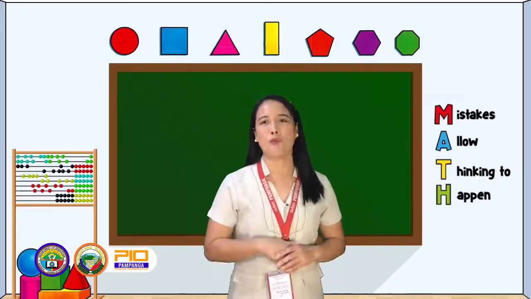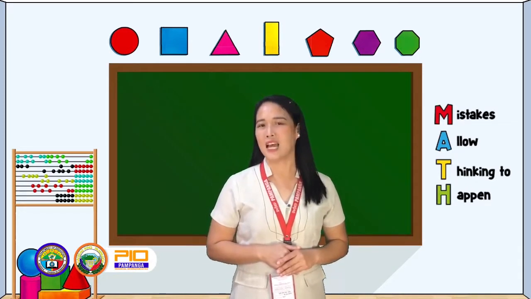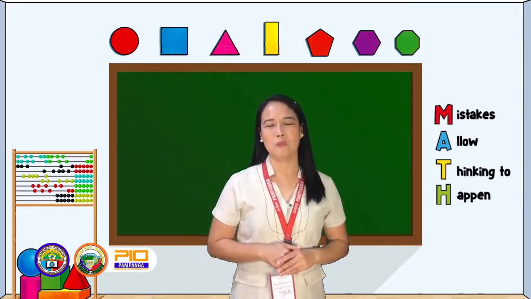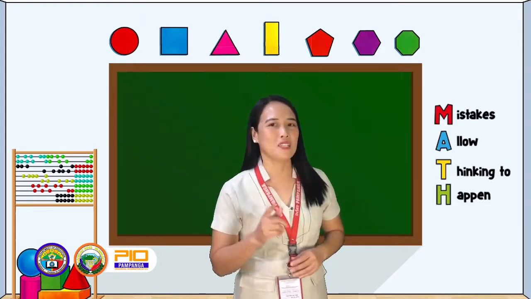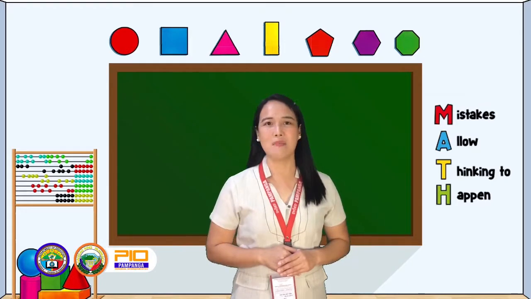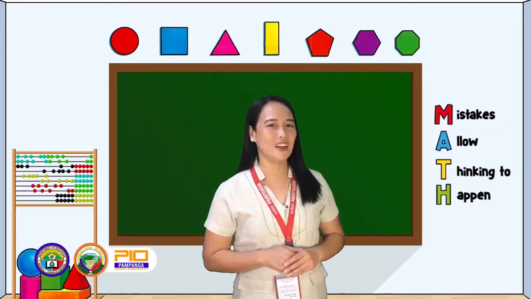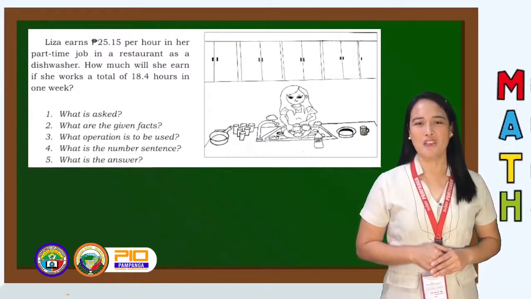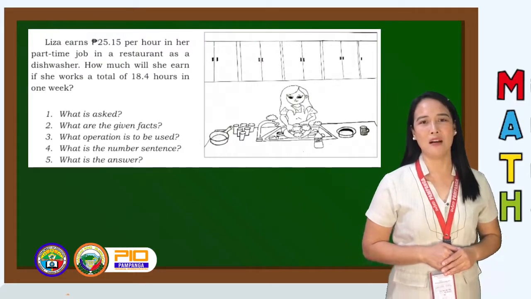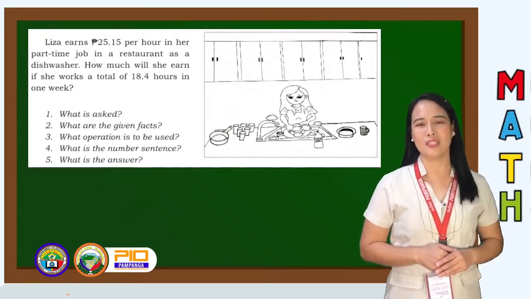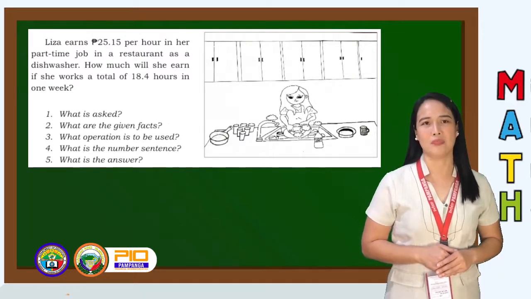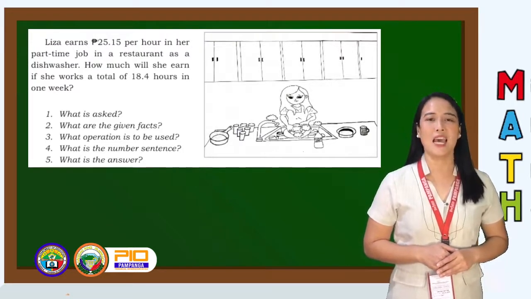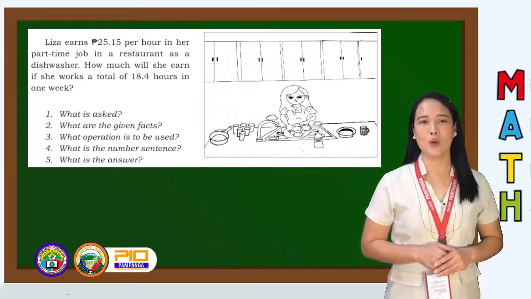There are 2 kinds of word problem: the routine and non-routine problem. The first example is a routine word problem. Why? Because it is easy to answer and has an immediate solution. Let's take a look at it. Lisa earns 25 pesos and 15 centavos per hour in her part-time job in a restaurant as a dishwasher. How much will she earn if she works a total of 18 and 4/10 hours in 1 week?